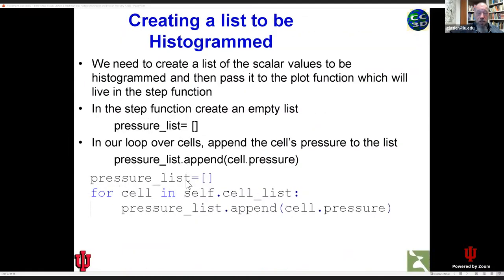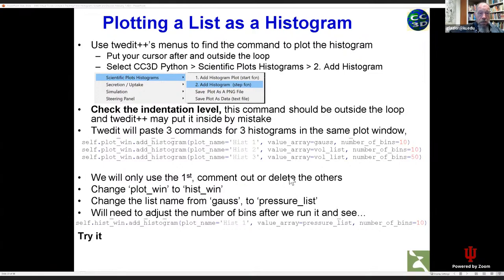And then in the step function, create a list of the pressures of all the cells. It's okay if there's only one cell. It won't be very interesting, but it'll work. Then create that list and plot it. Everything that you need to do this is in the scientific plots histograms Twedit function. So why don't you take a few minutes to try that out? If people have questions about how to do it, please ask. When you've got it working, you can give me a thumbs up.